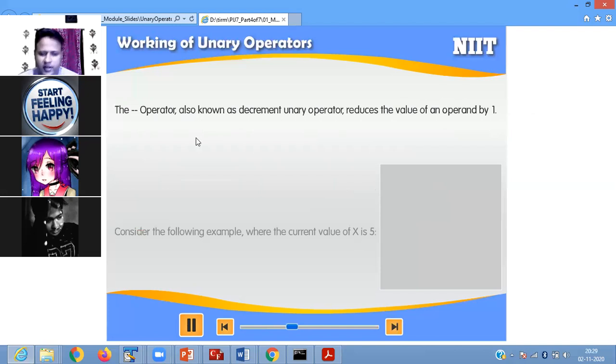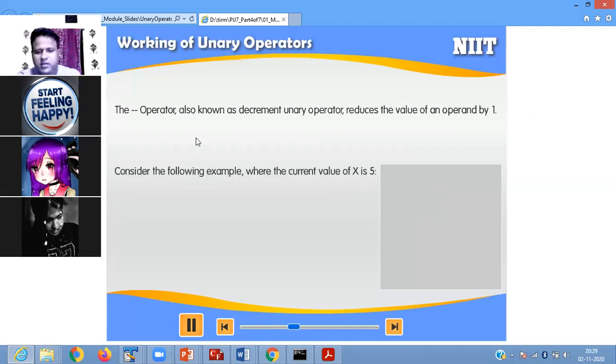Minus minus operator. Minus minus operator decrements the value. Suppose your x value is 5, it decrements to 4.